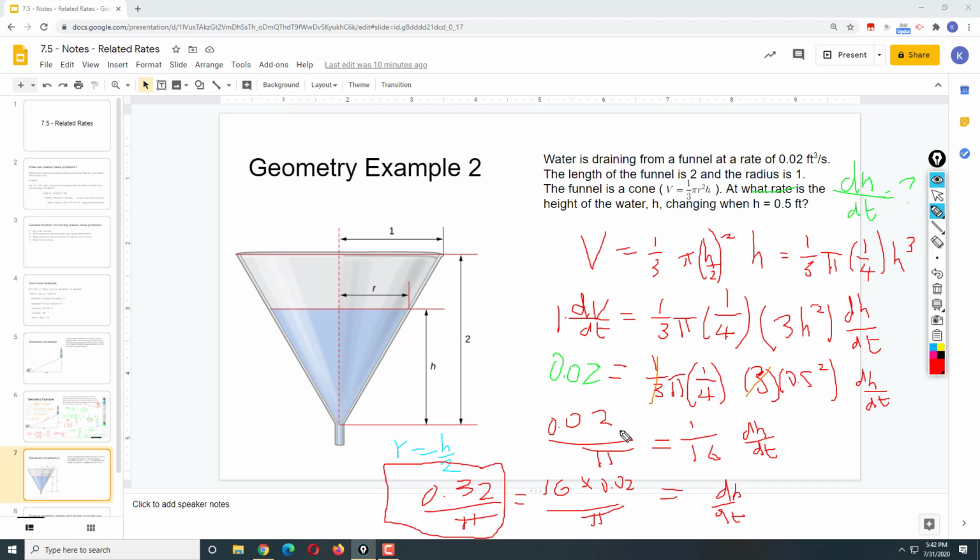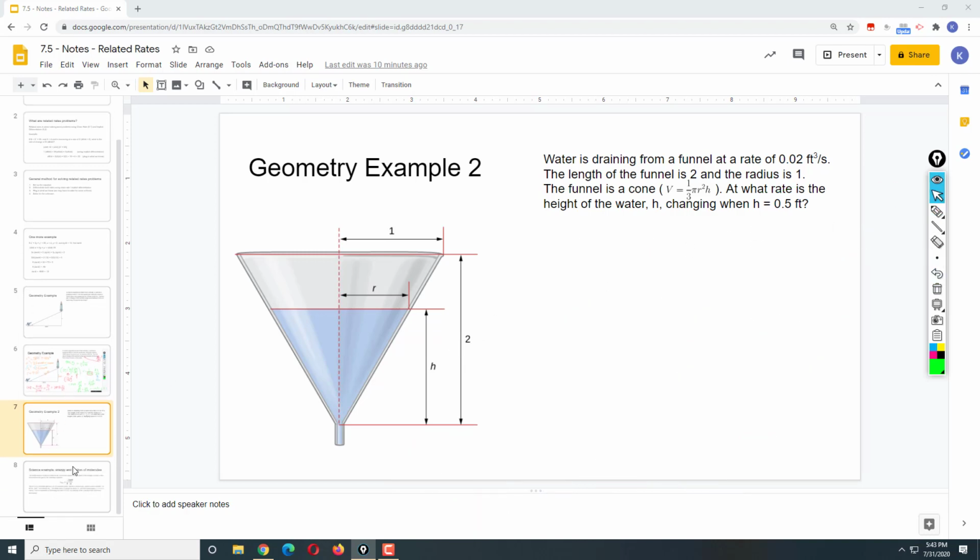If we pay more attention, the height is actually decreasing. So if we're being rigorous, we can recognize that dx over dt is actually negative because dv over dt has been negative, because the height is decreasing. So that's it for this example.